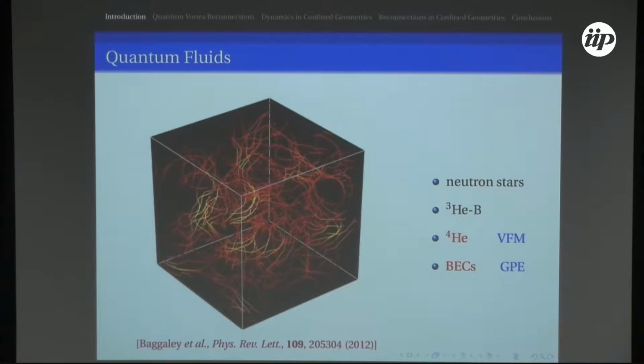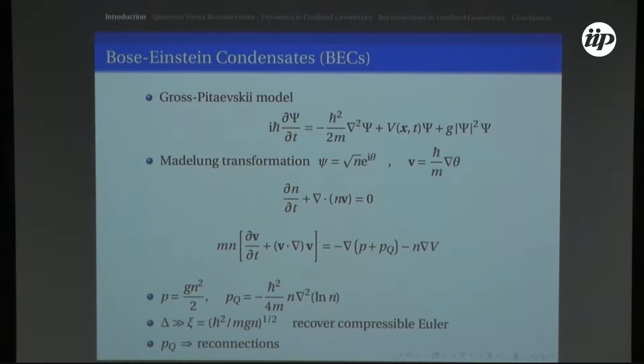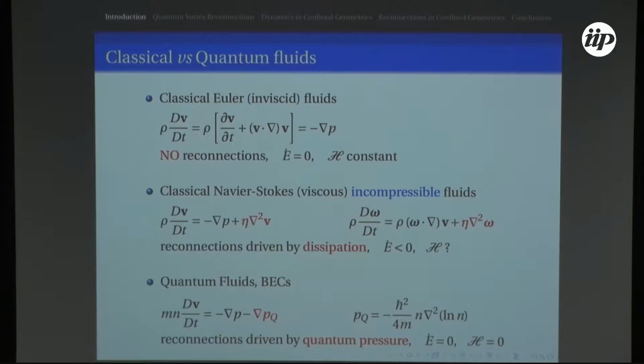Okay, I will skip all this part, just concentrating on the fact that this is the equation for the velocity, which is the gradient of the phase of the order parameter in Gross-Pitaevskii. If we take out this term, which is the quantum pressure, we recover, as David told yesterday, a compressible Euler, so an inviscid, barotropic fluid. This is true if we investigate scales larger than the healing length. Combining these two things, we can say that it is exactly the quantum pressure term which drives the reconnection, which, as we know, in classical fluids is forbidden by conservation laws like the Helmholtz theorem and the Kelvin theorem of conservation of circulation.